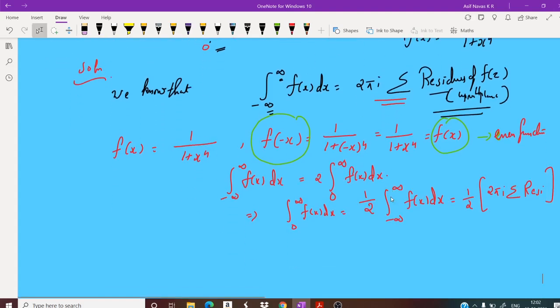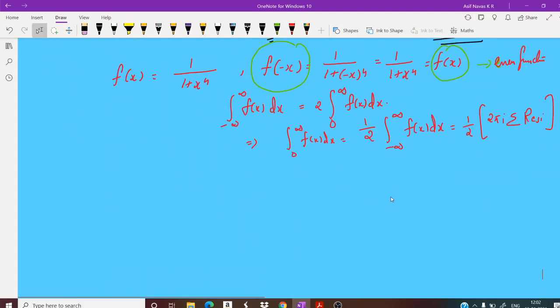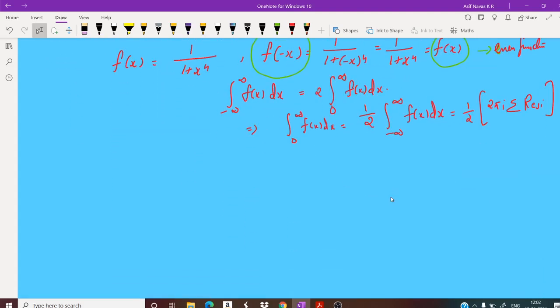Now our aim is to find out the residues. So first of all, we have f of x equal to 1 by 1 plus x raised to 4. Then what is f of z? 1 by 1 plus z raised to 4. Now we want to find out the poles or singularities. So that is a very important step.